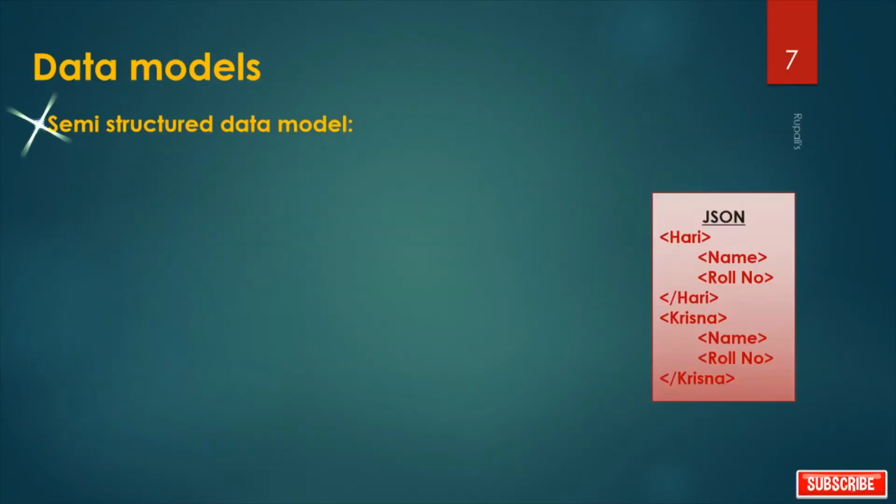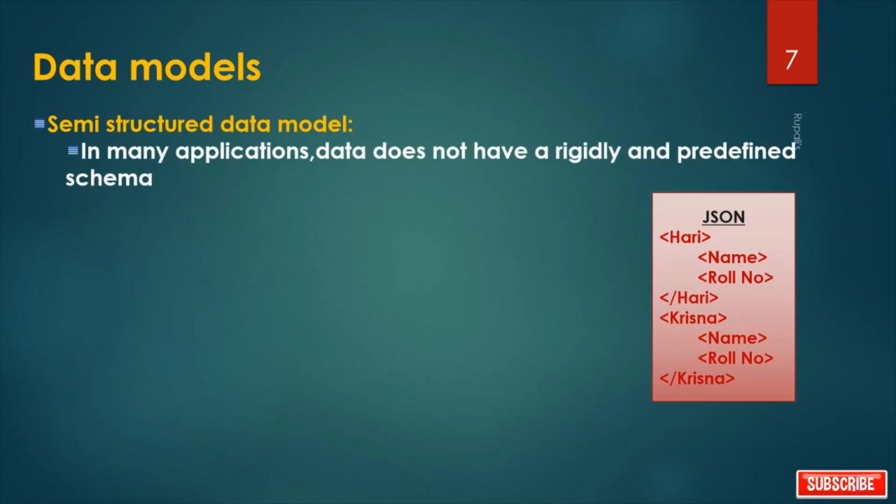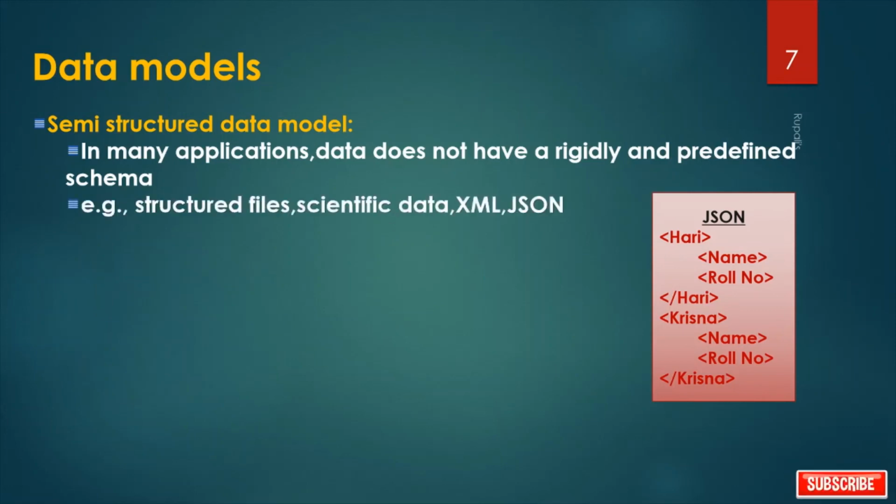Our next model is the semi-structured data model. The semi-structured model is a database model where there is no separation between the data and the schema, and the amount of structure used depends on the purpose. The advantage of this model is it can represent the information of some data sources that cannot be constrained by a schema. So, in many applications, data does not have a rigid and predefined schema. For example, structured files, scientific data, XML, JSON, etc.